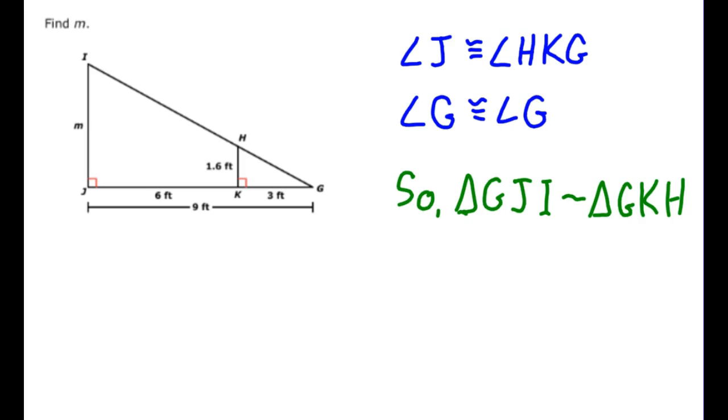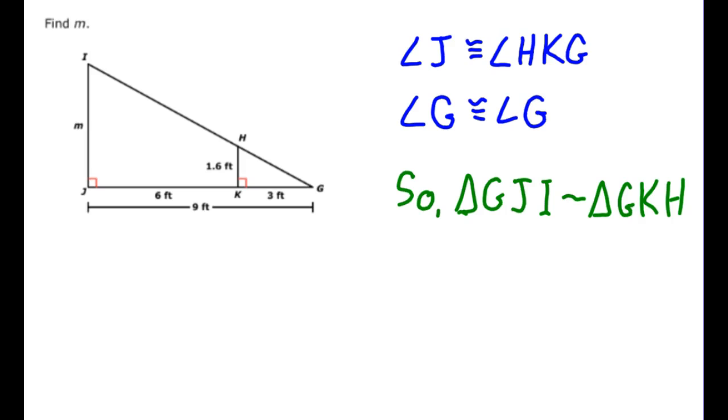In the final example, we're going to use the angle-angle similarity postulate to help us find the missing length M in this triangle. Some pieces of information we know about these two triangles is that angle J is congruent to angle HKG. Also, we know angle G is one of the angles in both triangles, so angle G is congruent to itself. That's the reflexive property. So we have two pairs of angles in these two triangles that are congruent to each other. So by the angle-angle similarity postulate, triangle GJI is similar to triangle GKH.